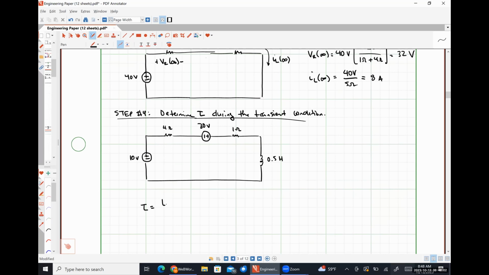LEQ over REQ. Absolutely right. What is LEQ? Half a Henry. There's only one inductor, so that part is very easy. Okay. How do we find REQ? We take the inductor out, look in through the inductor terminals at a dead network, which means our 30-volt source needs to be shorted and our 10-volt source needs to be shorted. What do we see? 5 ohms.